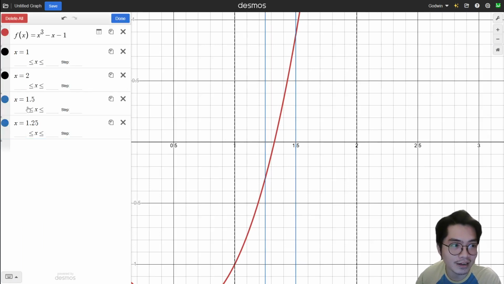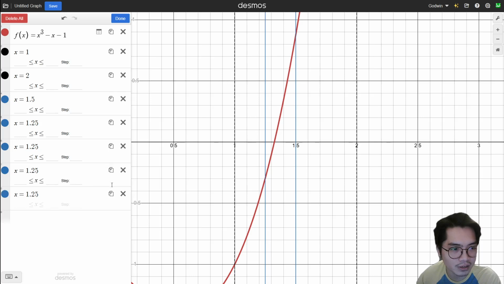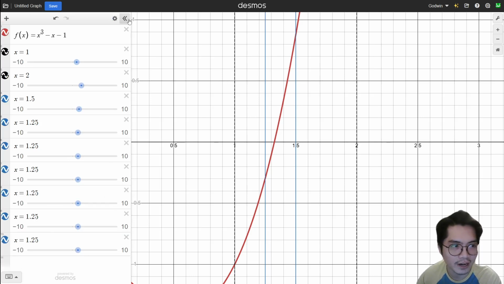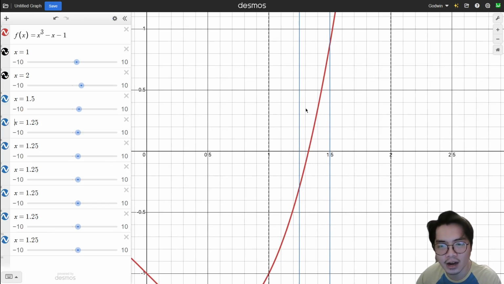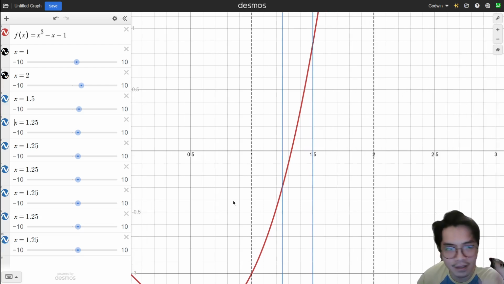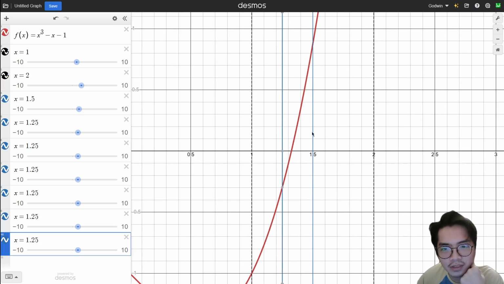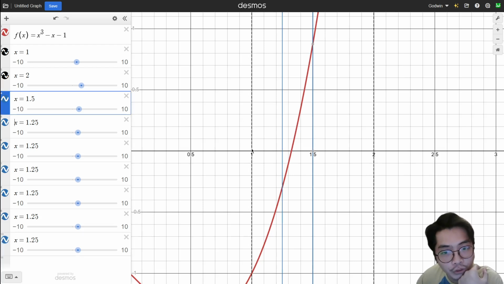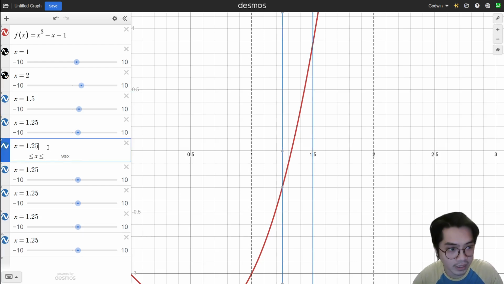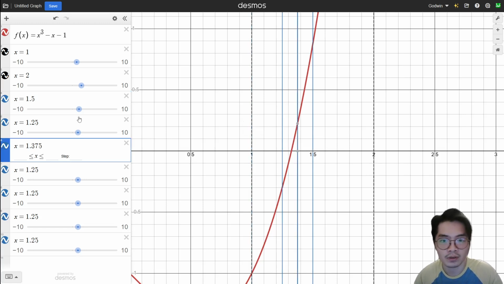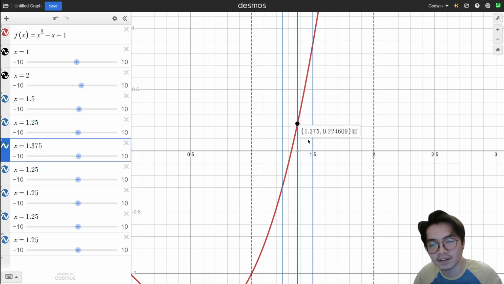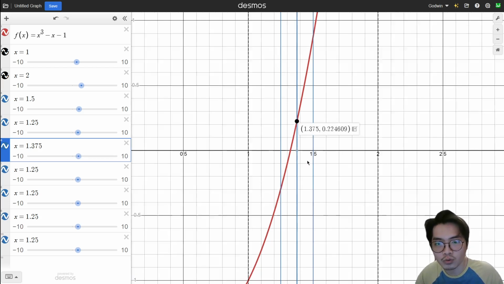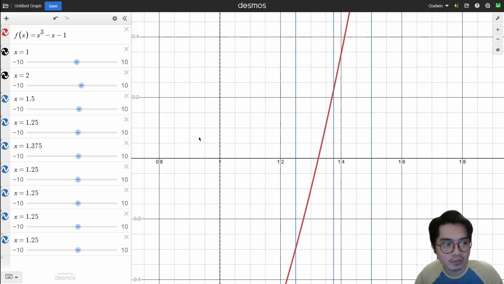It's going to take a really long time for us to do this, so I'm just going to continue doing this. First, second, third, right? This is now our third attempt. We will now take the average between 1.25 and 1.5. We will get 1.375. And now, if you plug in 1.375, you will get a positive number. So you will replace 1.5. And we will continue doing this again and again.